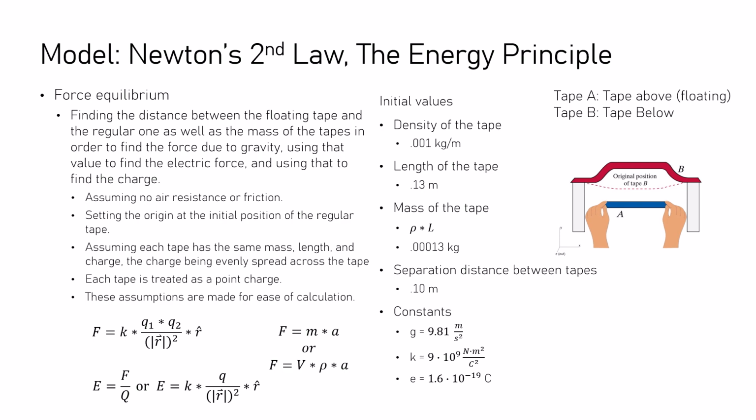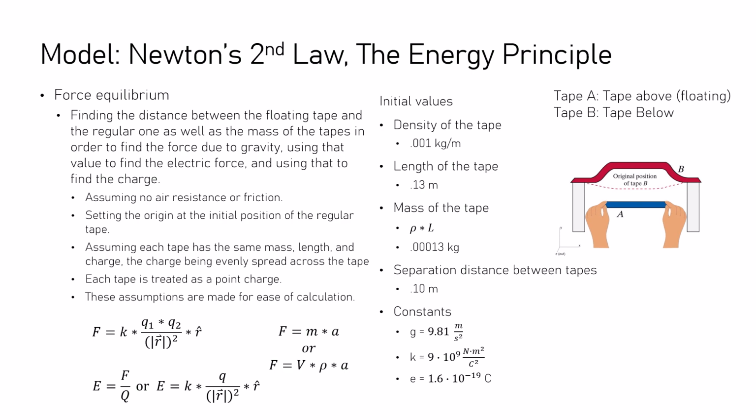We're going to be using Newton's second law, the energy principle, and force equilibrium. So by finding the distance between the floating tape and the regular one, as well as the mass of the tapes and the dimensions of the tapes, we can find the force due to gravity, and knowing that the forces must cancel out, we find the electric force, and then use that to find the charge on each piece of tape. So we're assuming that there's no air resistance or friction, and setting the origin at the initial position of the regular tape, the one not floating, and assuming each tape has the same mass, length, and charge, the charge being evenly spread across the tape, and each tape is treated as a point charge. These are all for ease of calculation, the formulas below.